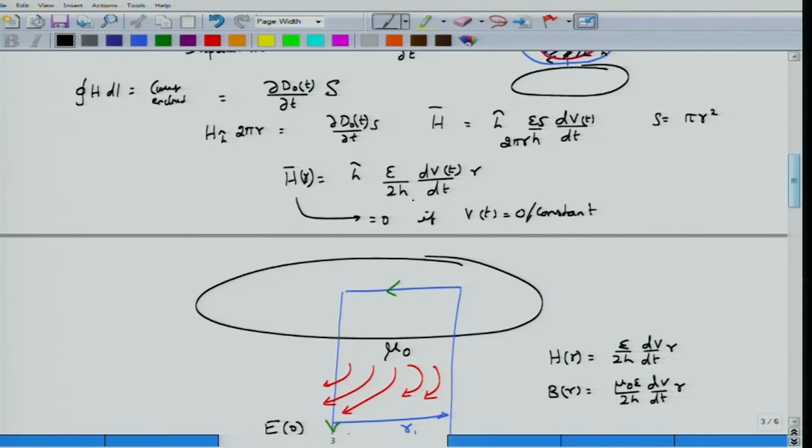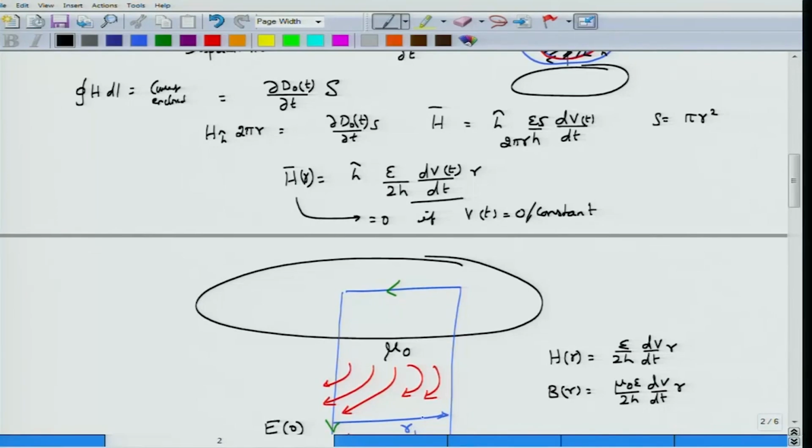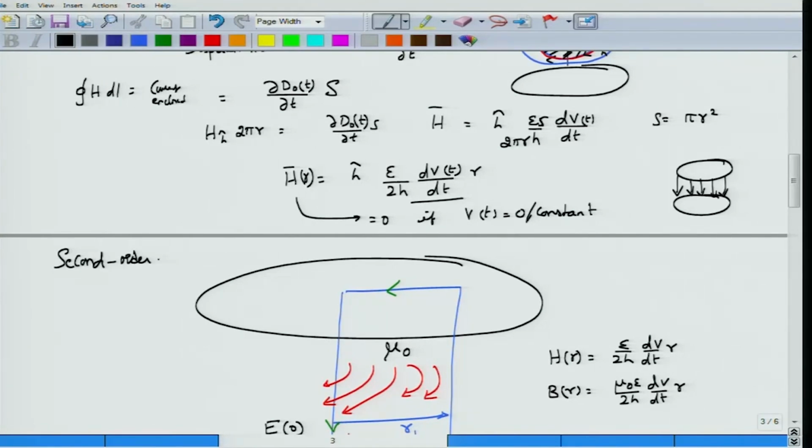So, as long as dV by dt is non-zero, that magnetic field would exist. But we assumed until this point that the electric field is uniform, vertically down, and varying with time, but independent of the direction r. So, that is the point of a uniform field. You take the top plate and the bottom plate, and the electric field lines will all be uniform. This is what we had assumed, but clearly such an assumption is not correct, and there we enter into the so-called second order effects.